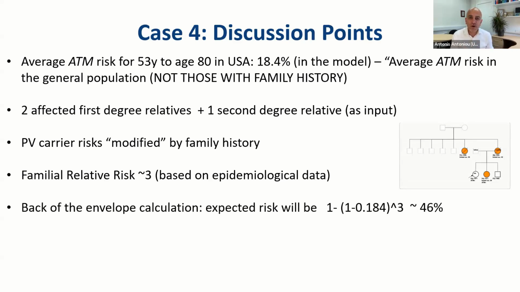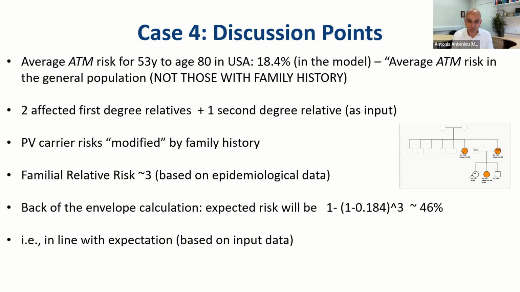So even if you do a back of the envelope calculation, considering the average risk of 18% for an ATM carrier and the number of affected first and second degree relatives, you would get a risk of around 46%, which is in line with what you get from CanRisk. So from that point of view, I think what you input in the data and get from CanRisk is in line with what one would expect.